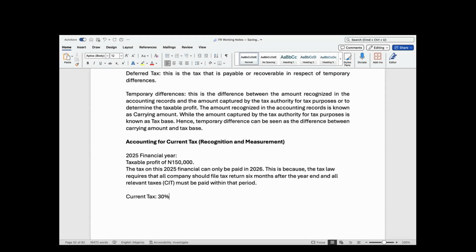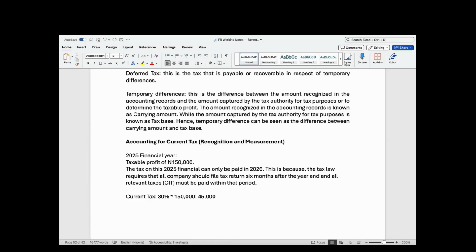Now, let's say since the taxable profit is 150,000, that means in 2026, the current tax will simply be, let's say we use a 30% rate in that jurisdiction. That means our current tax would be, how much would this be? This would be 45,000. So our current tax is 45,000.